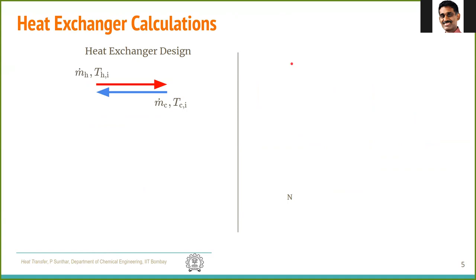There are two broad types of heat exchanger calculation, which is the entire motivation of this chapter. The first is called a heat exchanger design. That is, you have a certain requirement of temperatures. So you have the cold fluid at some temperature, hot fluid at some temperature. And you are asking, give me a design of a heat exchanger that will raise the temperature, for example, from TCI, which is cold inlet, to a desired value of TCO.